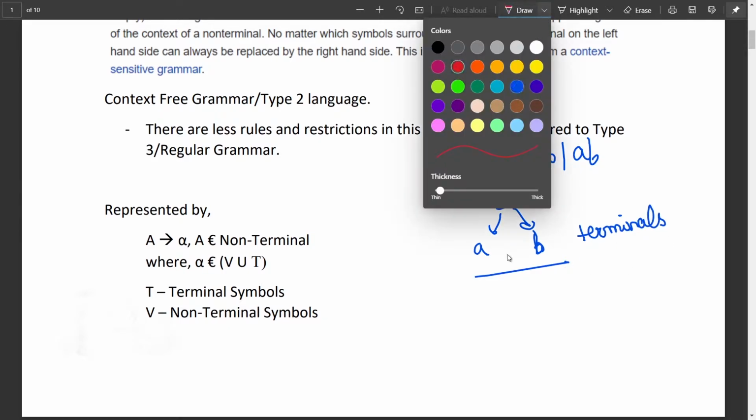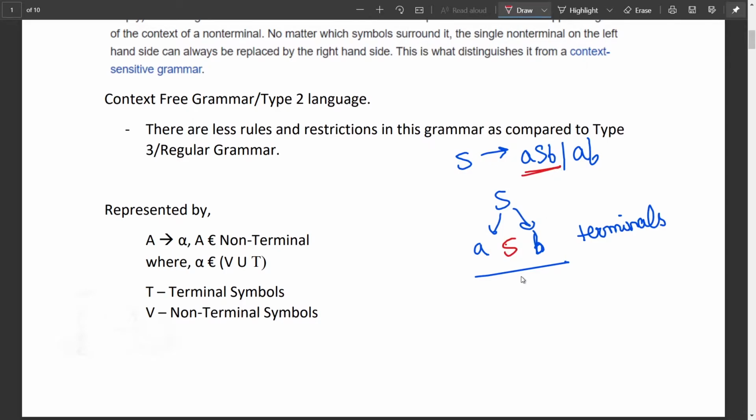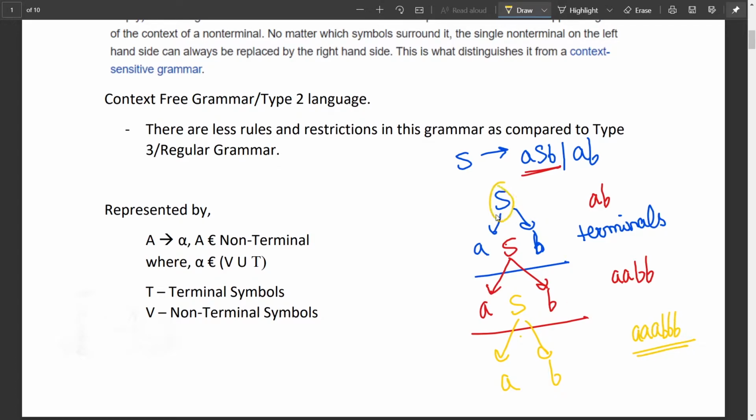But now consider that I write S, the first expression, then I can further expand it. I can write AB, and then these will be the particular terminals, and the language will become AABB from AB. And I can again write S, so in that case I can again expand the language and just continue like this. Hence we usually use capital alphabets for non-terminals and small alphabets for terminal symbols.